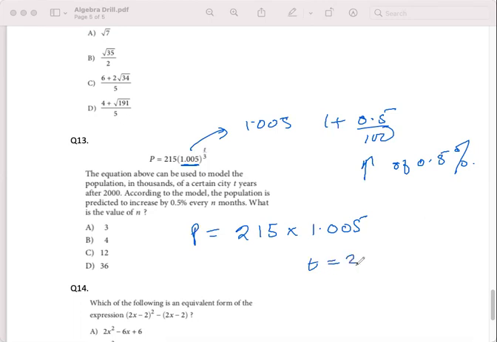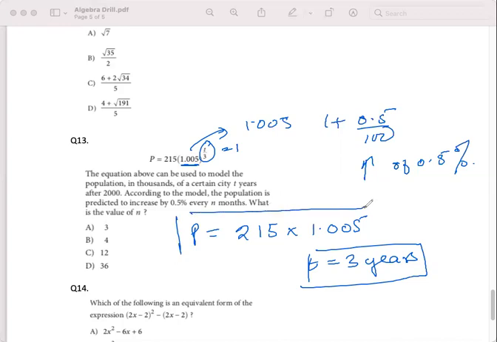When t is 3 years, because when t is 3 years, this t by 3 will become 1 and the population will increase by 0.5%. So the population is predicted to increase by 0.5% after 3 years, which is how many months? 36 months. So option D.